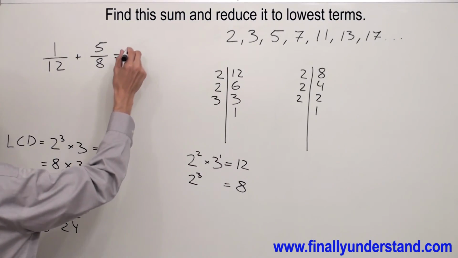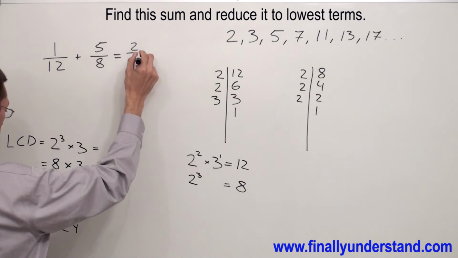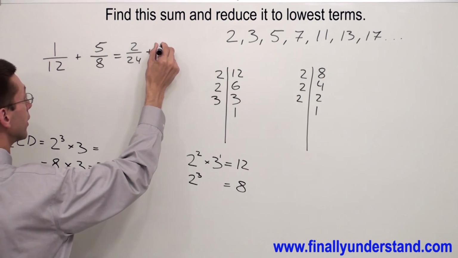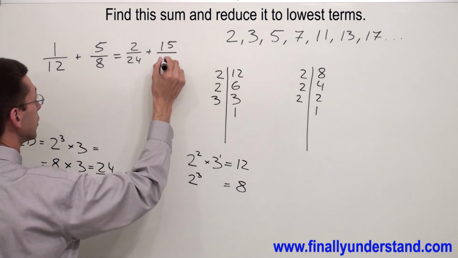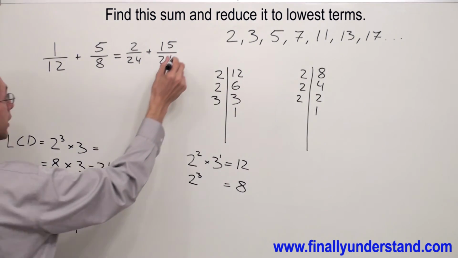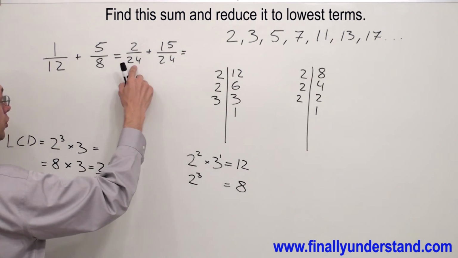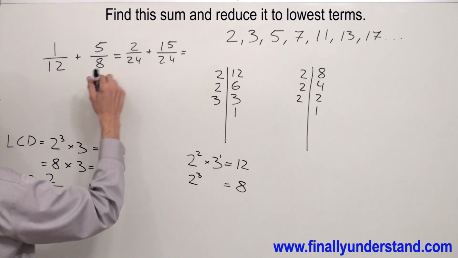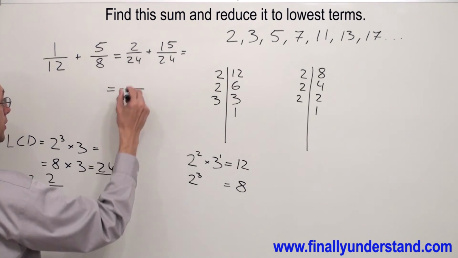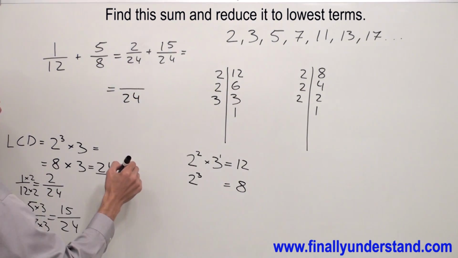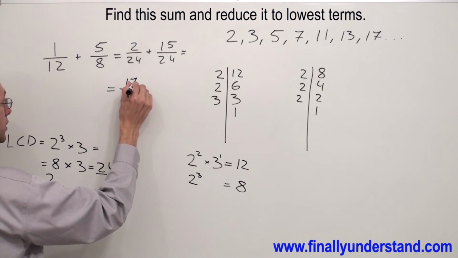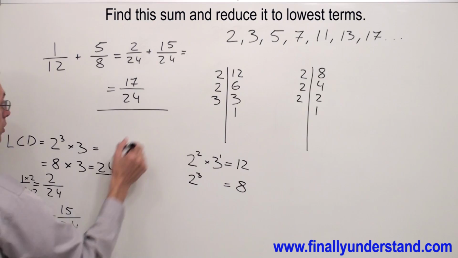I have to write 2 over 24 plus 15 over 24. Okay, so now I have a common denominator, I can add these fractions. If we want to add these fractions, you have to remember that the denominator will always stay the same, which in this case is 24, and I have 2 plus 15 is 17. And this is the solution to the problem.